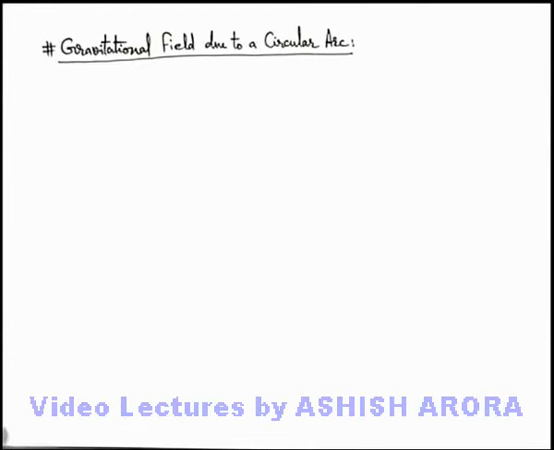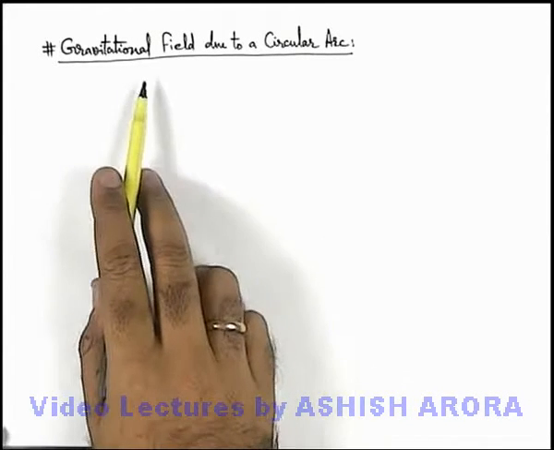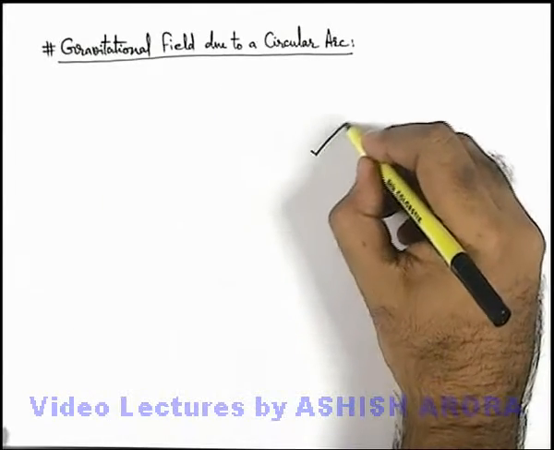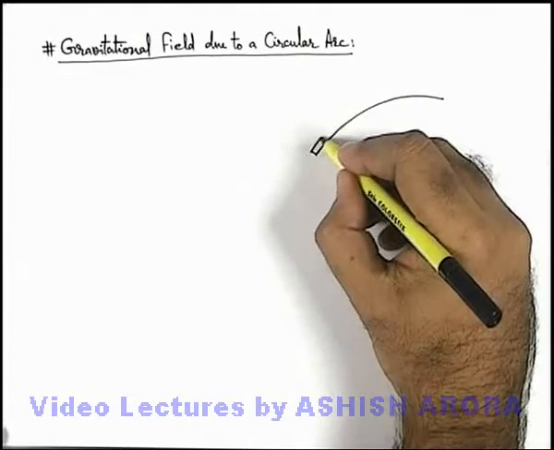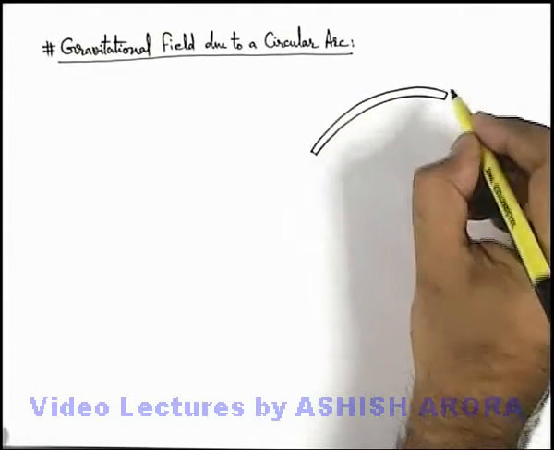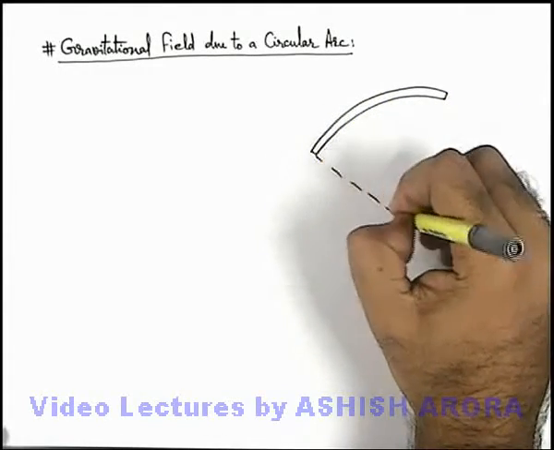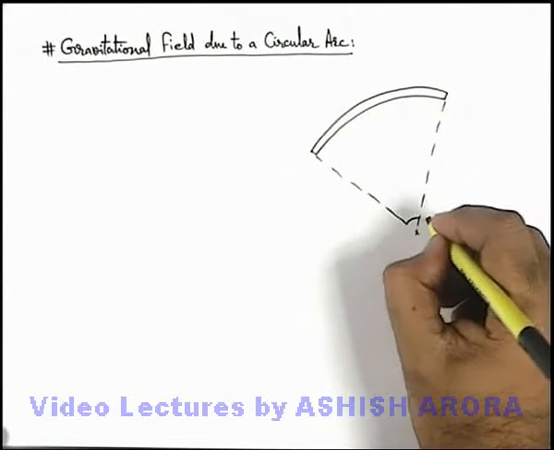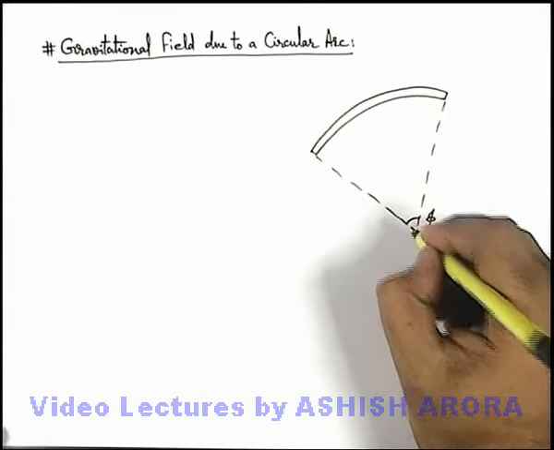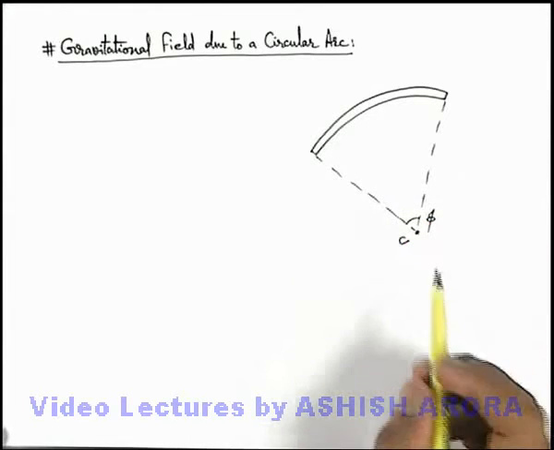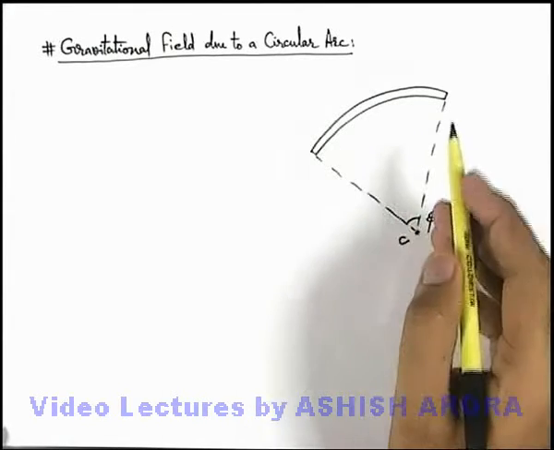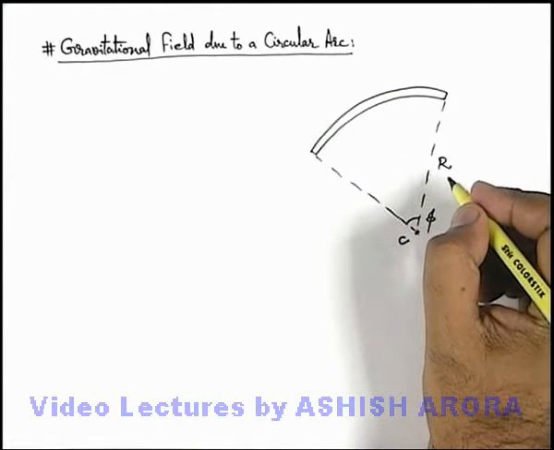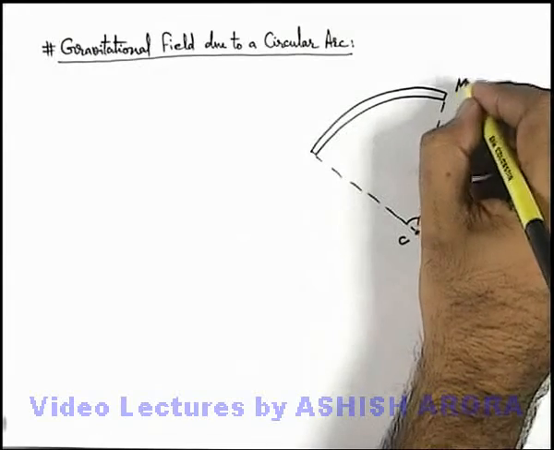Let's discuss another application for a gravitational field strength due to a circular arc. Say we are given a uniform rod which is bent in the form of a circular arc like this, and say the arc is subtending an angle phi at its center, and we are required to find the gravitational field strength at the center of curvature of this arc. We are also given the radius of curvature of the arc, which is r.